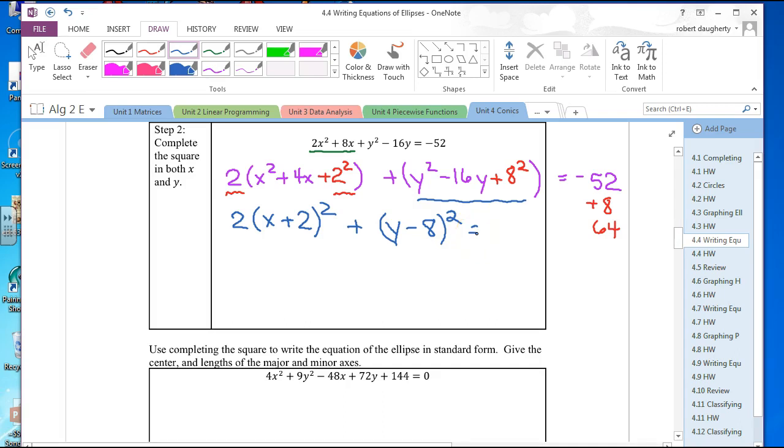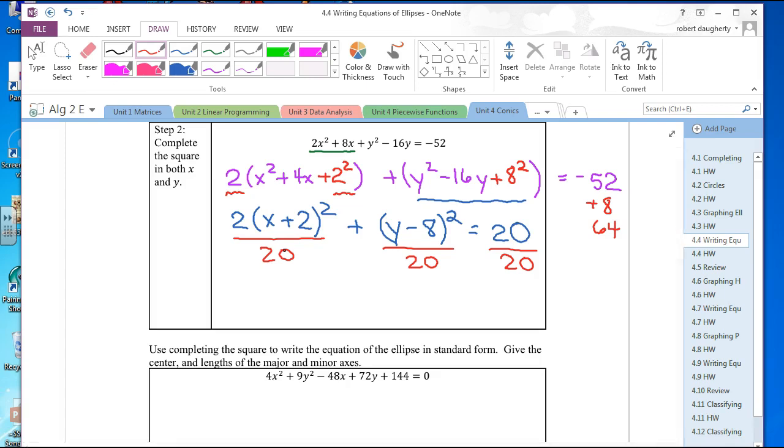Equals, what is 64 minus 52? 12. What's 12 plus 8? 20, okay? Now, this doesn't quite look like what I want it to look like. Why is it keeping it from looking like an ellipse? It should be equal to what? 1. How can I make this equal to 1? Divide by 20. Okay.